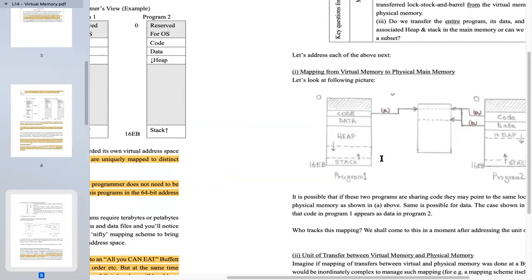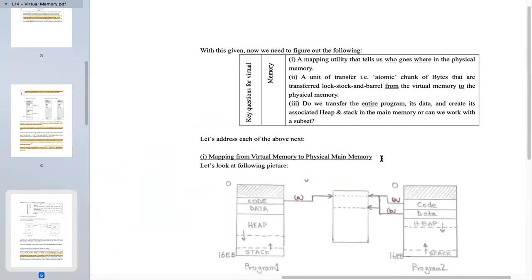So key questions for virtual memory that we're going to ask is, how do we figure out a mapping utility that tells us who goes where in the physical memory? When you're saying we can run multiple processes and every process has its virtual memory, then there has to be a mapping utility that tells us which process goes where in the physical memory, right? And then when we talk about this transferring of data, do we have to work in terms of bytes, or can we carry multiple bytes at a time to save time, right?